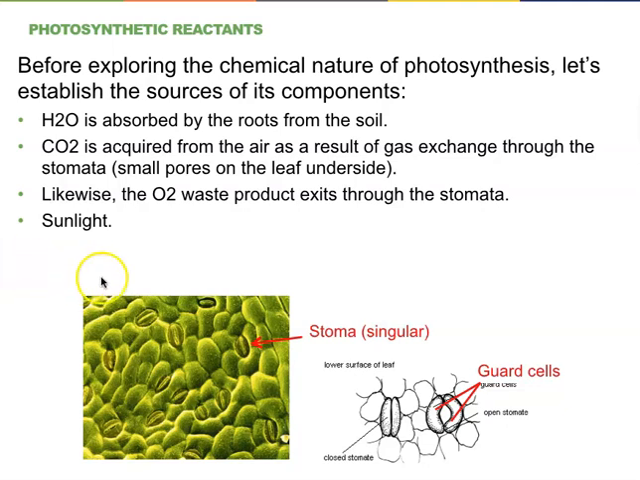And carbon dioxide is acquired from the result of gas exchange. On plants, at least underneath, they have these things called stomata. The opening is guarded by guard cells, and you find them in an open or closed state. And of course, they're also going to let oxygen out. So if we draw that here, O2 literally comes out of here. The waste product of the cell is oxygen.